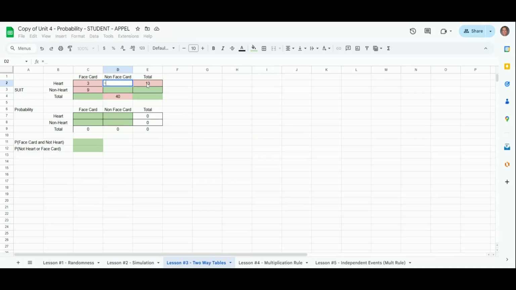Well, I know that this has to equal the total minus that value, whatever's there. So that's a 10. And let's say this wasn't suit of cards, but something different, a 15, I can see that that will change as well. So it's dynamically made so that we can adjust values.